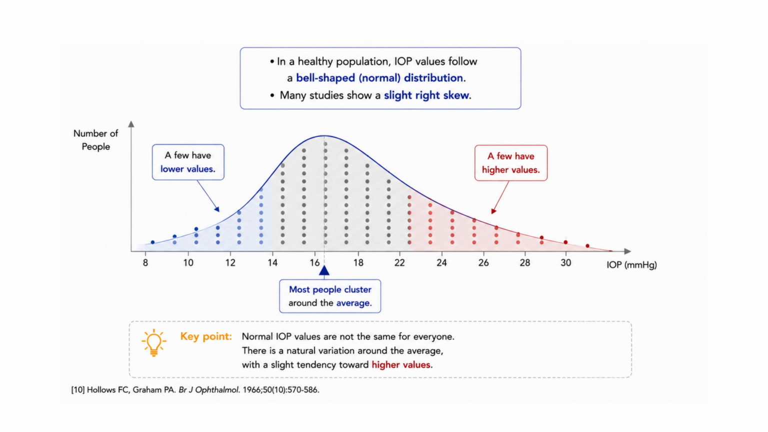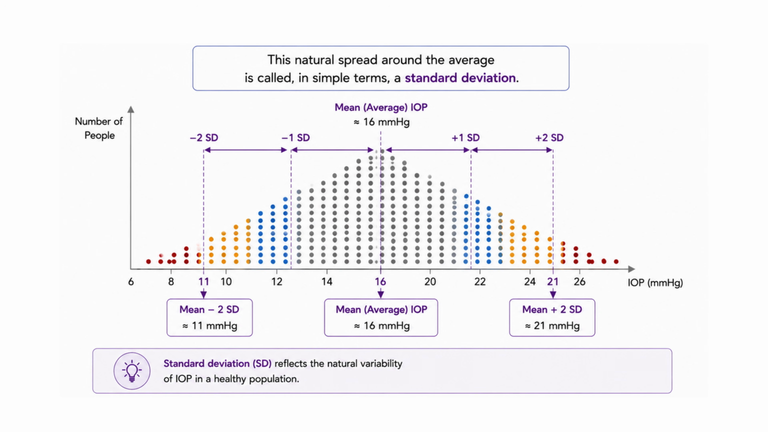When we measure the intraocular pressure in a large number of healthy people, most readings gather around an average value. Some readings are a little above the average and some are a little below it. In statistics, we describe this natural spread around the average using something called a standard deviation. Traditionally, a value that lies within about 2 standard deviations on either side of the population average is considered part of the conventional reference range. For intraocular pressure, this led to the traditional upper reference limit of about 21 millimeters of mercury.